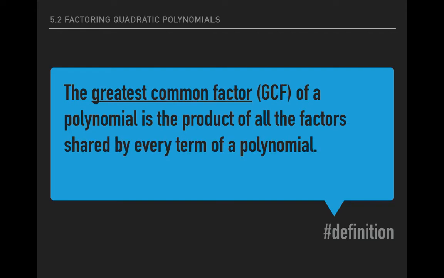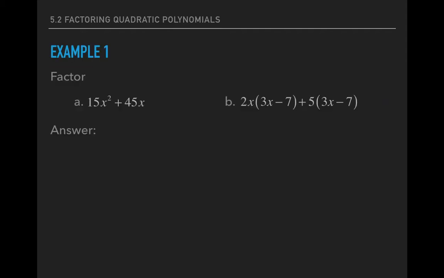So when you're trying to find the greatest common factor, it's sometimes abbreviated GCF, and from a polynomial, it's the product of all the factors shared by every term in that polynomial. So it is the largest polynomial that you could divide into every term. Let's practice doing this together.